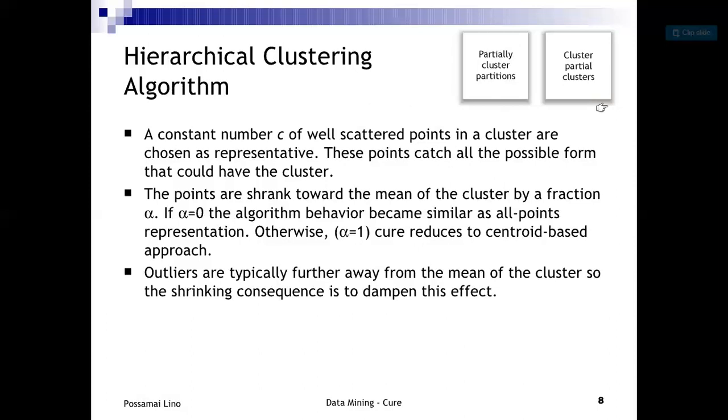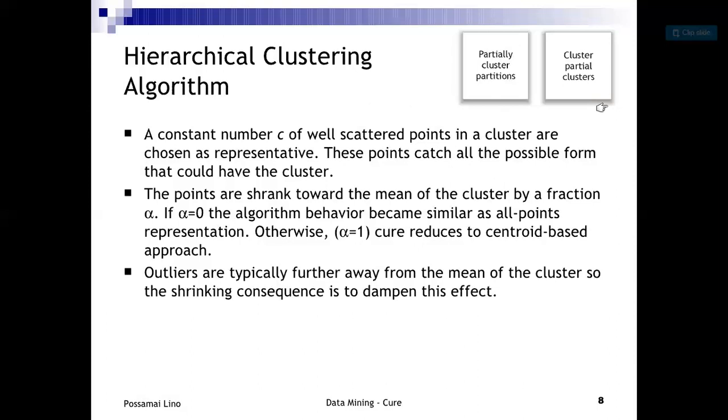And if alpha is equal to 0, the algorithm's behavior becomes similar to all point representation. When alpha is equal to 0, there is no shift towards the center, so this becomes equal to the all point representation. And if alpha is equal to 1, CURE reduces to the centroid based approach. So alpha equal to 0 is equivalent to all point representation, and alpha equal to 1 is equivalent to the centroid based approach.